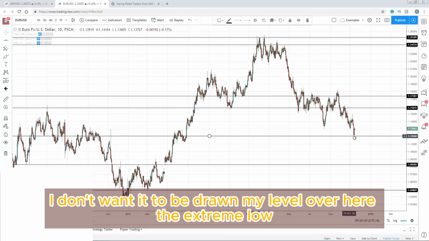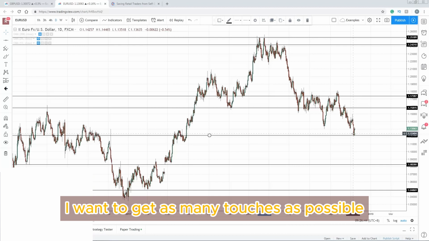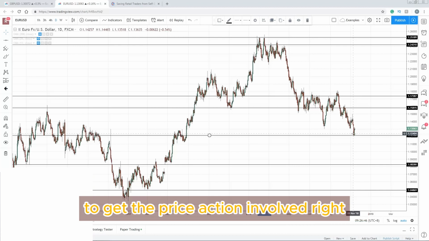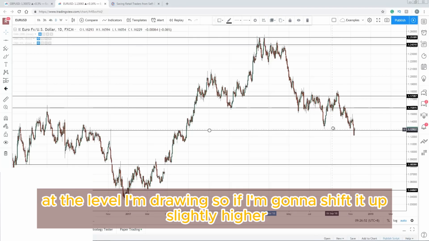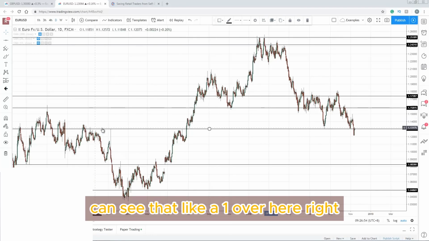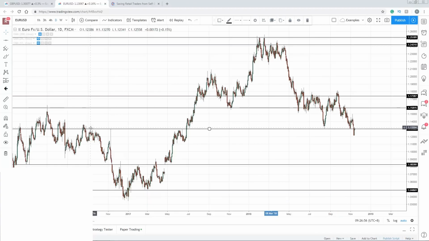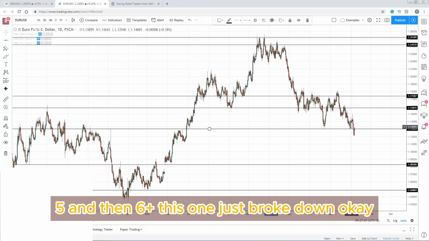Same for this, right? I don't want my level drawn over here, at the extreme low. I want to get as many touches as possible to get the price action involved at the level I'm drawing. So if I shift it up slightly higher, you can see that I got 1 over here, right? Looking back, 1, 2, 3, 4, 5, and then 6. Plus this one just broke down, okay?